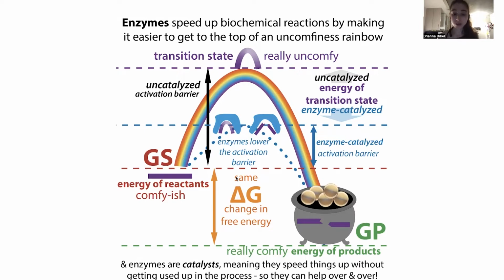So enzymes often use ATP to help make reactions happen. And so how is this actually going to be happening?